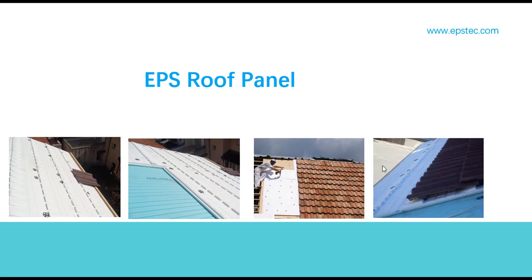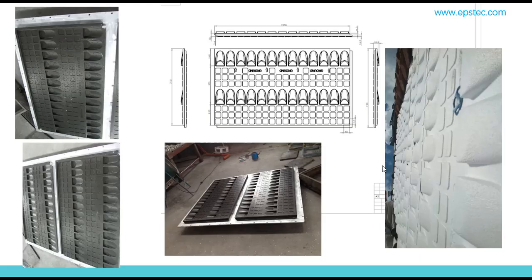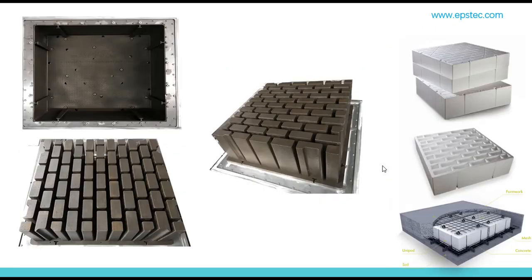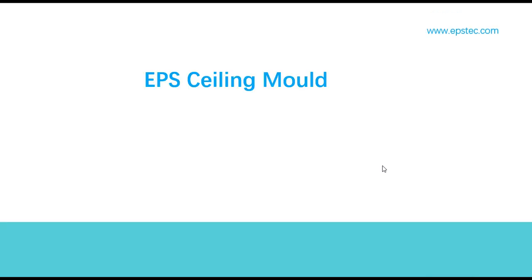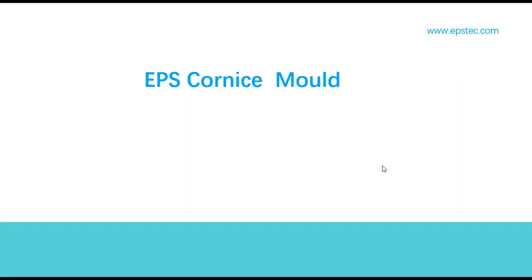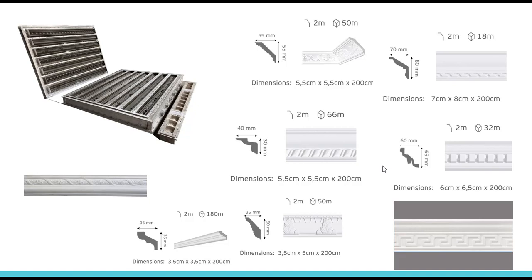EPS roof panel mold. EPS wall coat mold. This mold is very popular in Australia. EPS ceiling mold. Such kind of design for the ceiling is very popular in the Middle Asian and Middle East area. EPS corner mold for inside decoration.